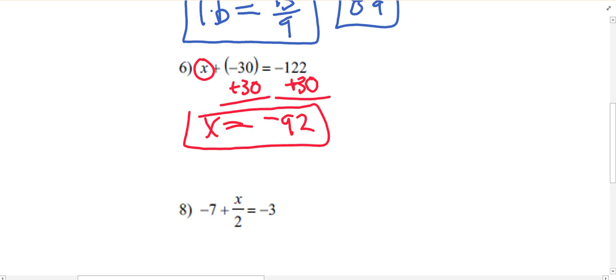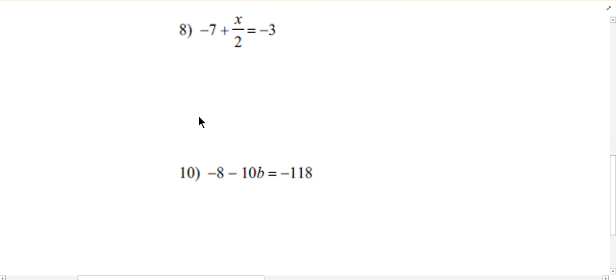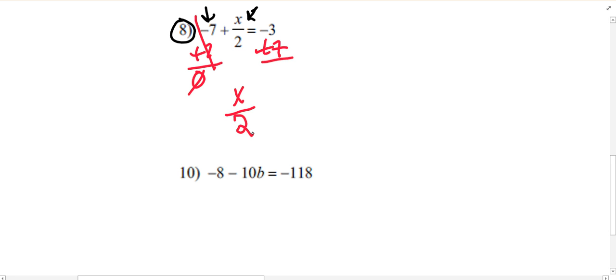Okay, let's take a look at number 8. Alright, so the first thing I want to do is just talk about what's happening here on number 8. We have -7 being added to x divided by 2. So the first thing I want to do is undo this -7 by adding 7. If you add -7 and +7, the answer is 0, so that's gone from the problem. So we have x divided by 2 is equal to +4.